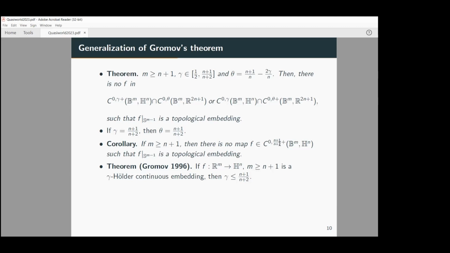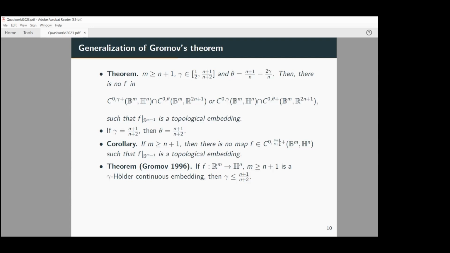So like in the case of mappings from R2 into H1, there are extensions when gamma is less than 2/3. There are no extensions when gamma is greater than or equal to 2/3 plus. But it is not known whether there is extension if you have 2/3.